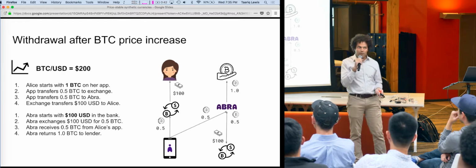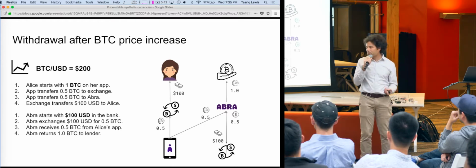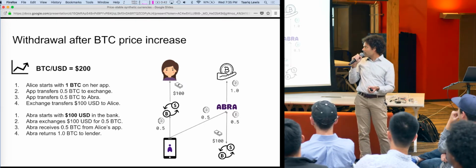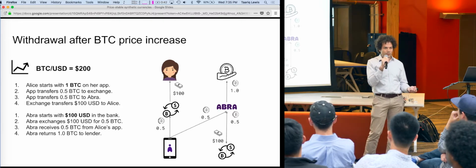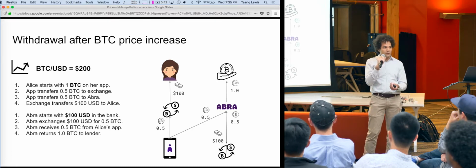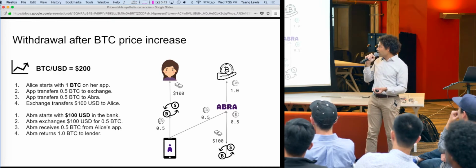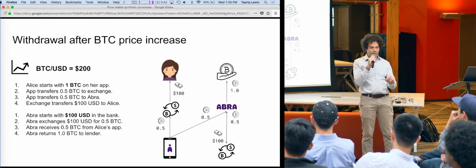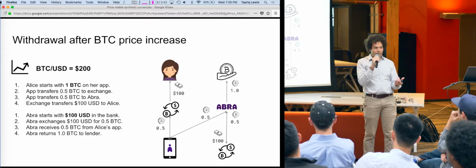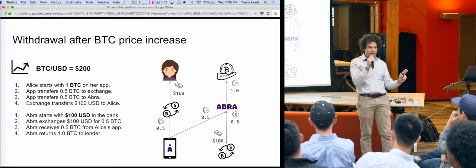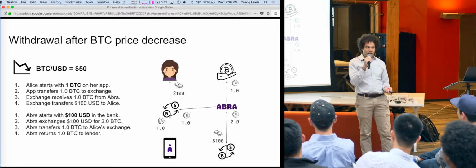Now, let's say the price of Bitcoin goes up to $200, and Alice wants to withdraw her money. The app would transfer that one Bitcoin on her phone, and half of the Bitcoin would go to the exchange partner, where it can be sold for $100, and that $100 gets sent to Alice's bank or wherever. Meanwhile, the other half of the Bitcoin goes to Abra. Abra has $100, which is now only worth half a Bitcoin, but they can exchange that for half a Bitcoin, and with the other half, they have a full Bitcoin that they can return to their lender. So everyone's happy. But what if the price went down?